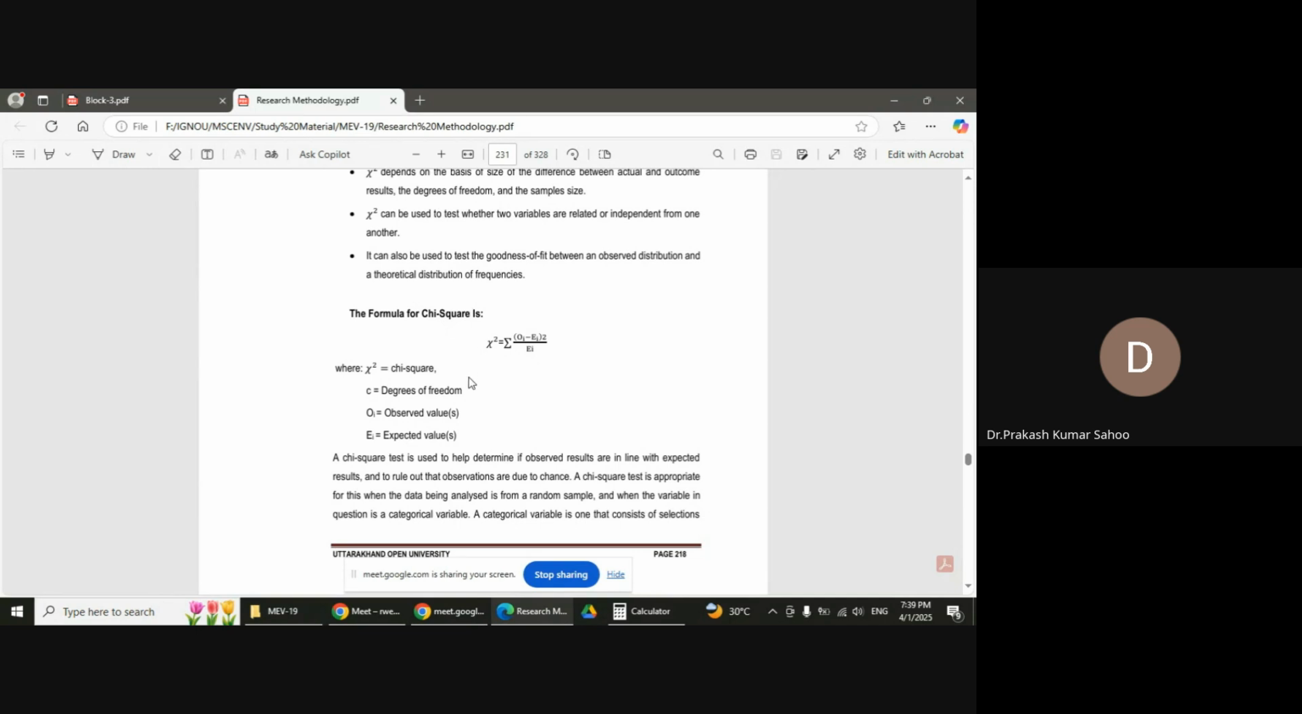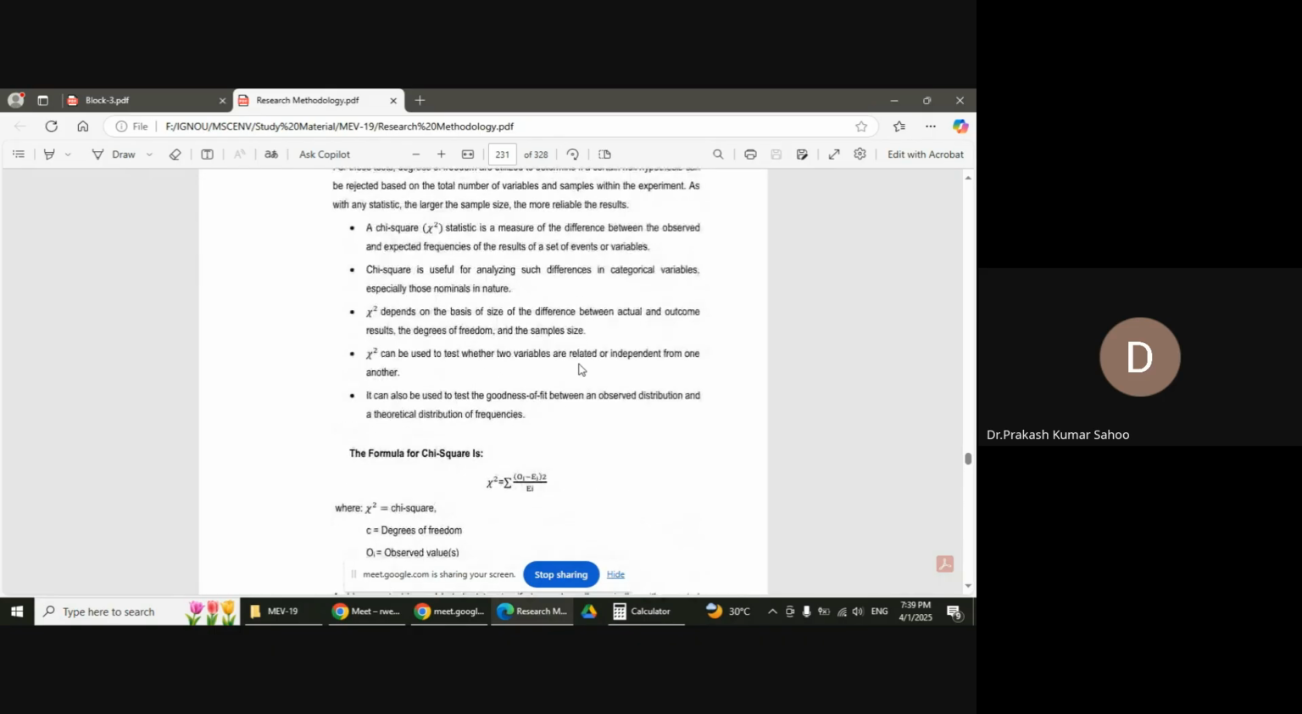The chi-square formula is chi-square equal to summation of observed value minus expected value, squared, divided by the expected value. So this is your chi-square formula, and it is a statistical measure of difference between the observed and expected frequencies of the result of a set of events or variables. Chi-square is useful for analyzing such differences in categorical variables, especially those nominal in nature.